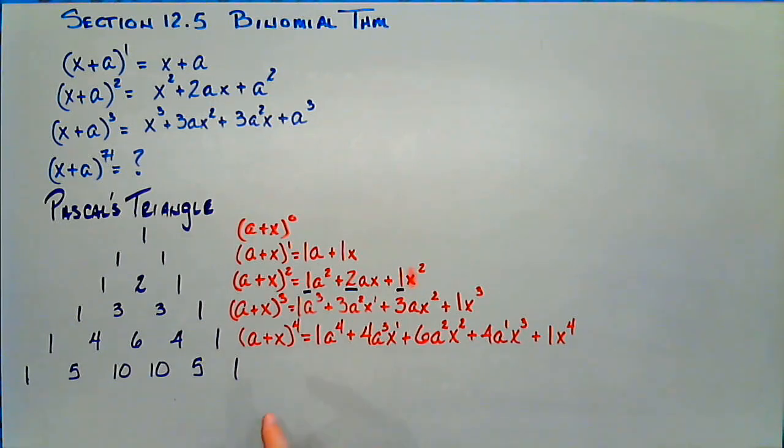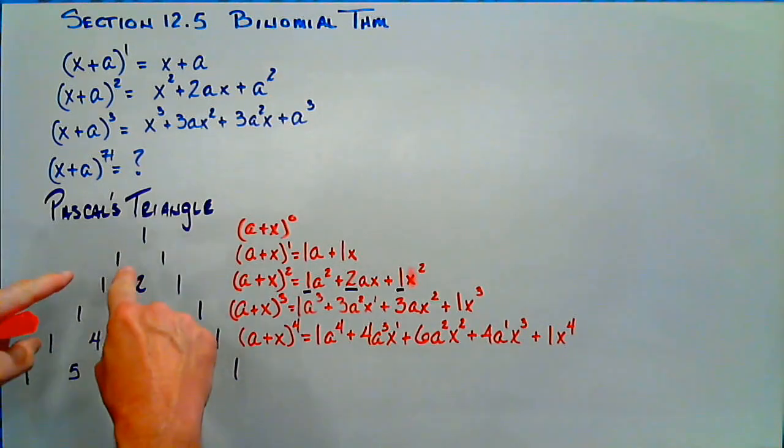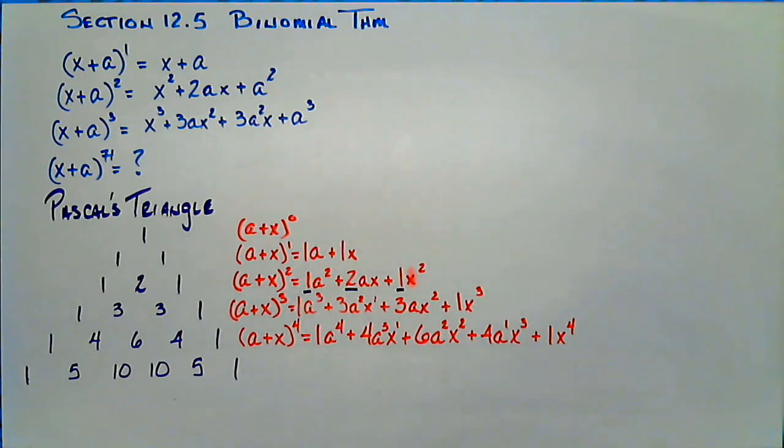So if we were asked to find (a + x)^7, we could use Pascal's triangle. It would take a bit of time to write all the rows down, but if we were asked to find (x + a)^71, using Pascal's triangle would be very inefficient. We would have to write down 72 rows of Pascal's triangle before we could get to the answer. And we need something better than that, right? We need something more efficient, something that's not going to take that much time.